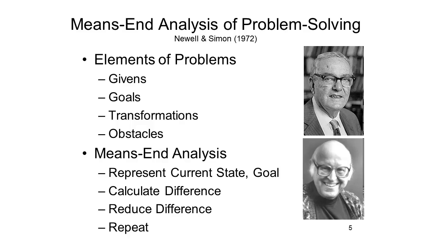You represent your new current state and your final goal state, calculate the difference again, take a step that will reduce the difference, and repeat that over and over and over again until the difference is zero and you've achieved your goal. This is an algorithm that's guaranteed to solve a problem. It looks very simple, and it is, but that doesn't mean it doesn't work.